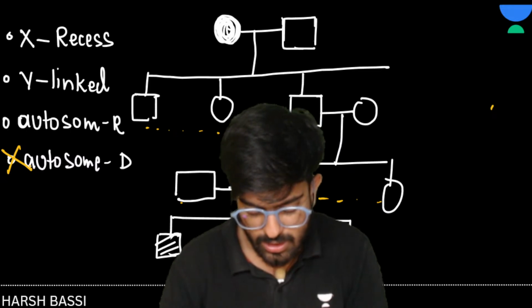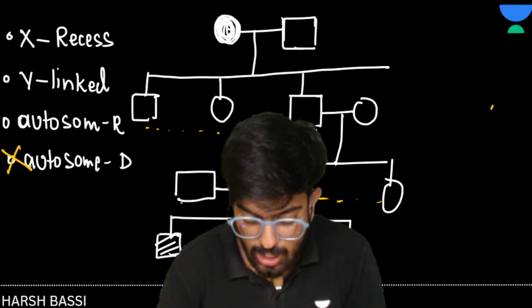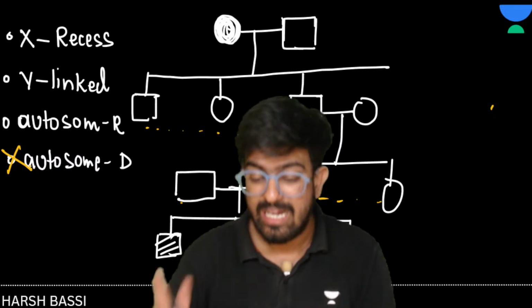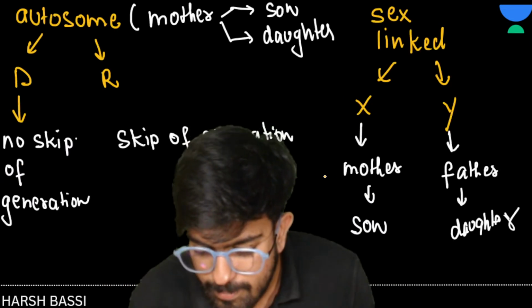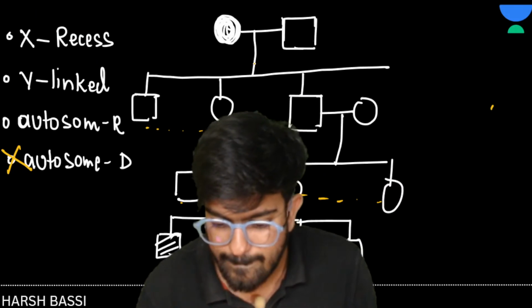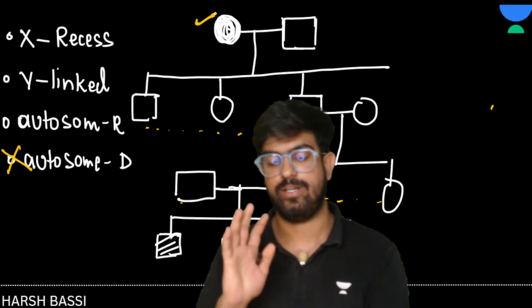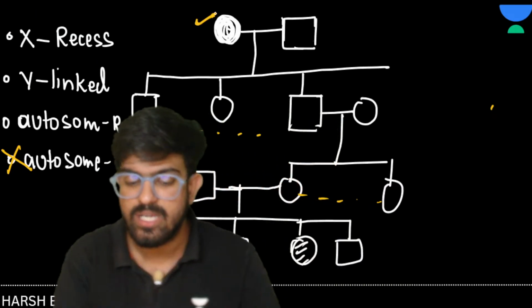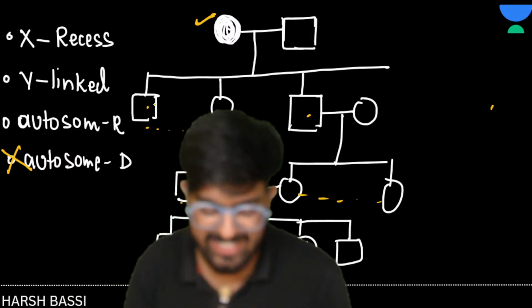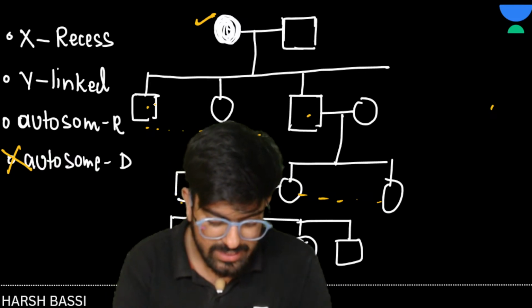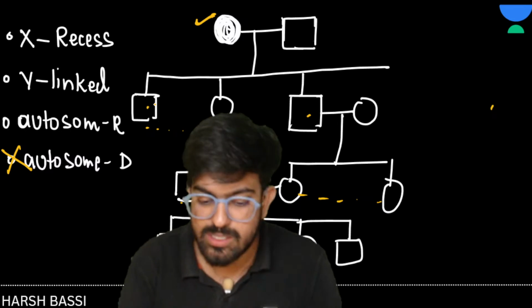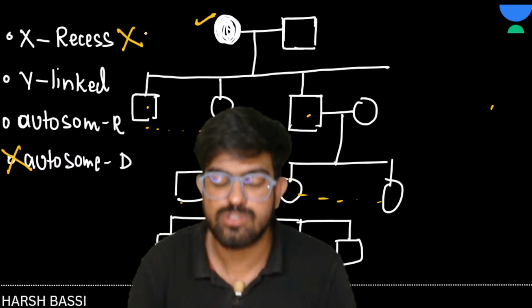Clear? Okay. Now what, sir? Now we talked about the X-linked and Y-linked. So what was the trick for X-linked? Mother to son. Mother is affected. See, son is not affected here. That means, guys, that X-linked recessive is also not here.